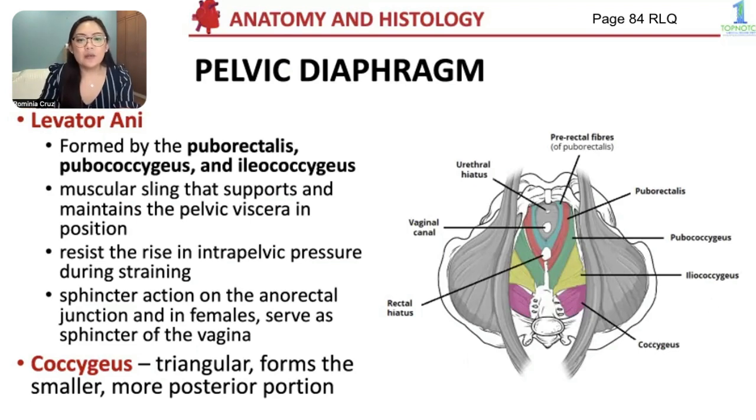Okay? Your levator ani, as we said, is composed of your three muscles, and this is a sling-like group of muscles supporting the pelvic organs, which serves to maintain the pelvic viscera in position. Besides this, it also serves to resist the rise in intrapelvic pressure during straining and provides sphincter action on the anorectal junction and as a vaginal sphincter in females.